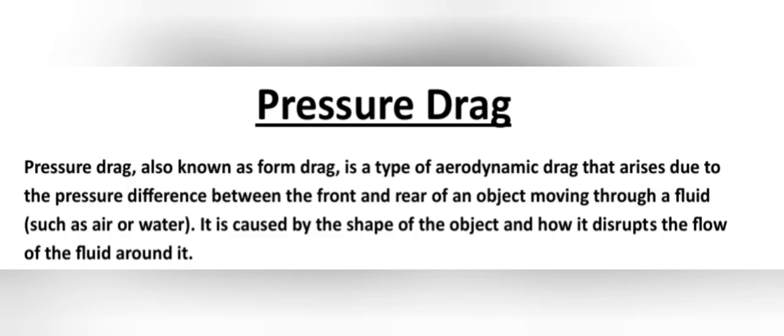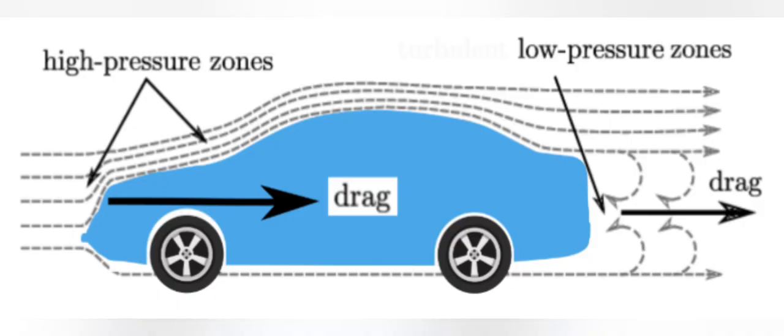This is a representation of how pressure drag affects an automobile. As the figure indicates, there will be a high pressure zone on the front side and a low pressure zone on the rear. The net effect will be a drag force, since the net motion will be from the high pressure to the low pressure. Since the body is moving in the opposite direction, it will decrease its efficiency or motion.